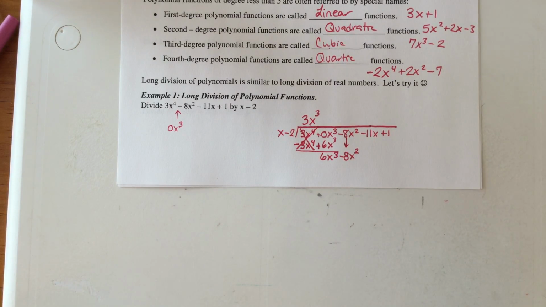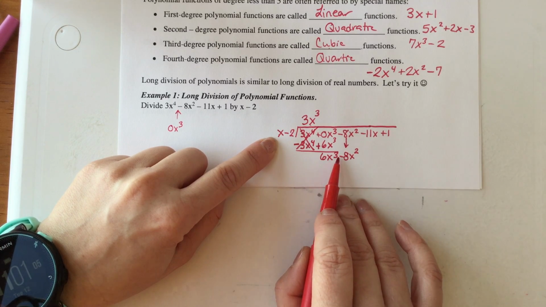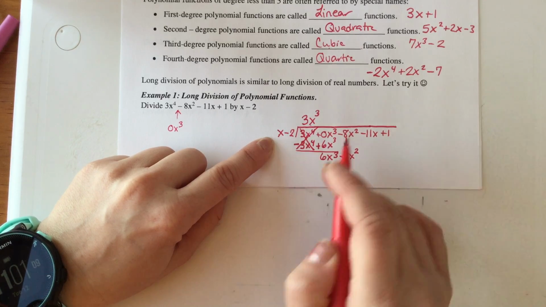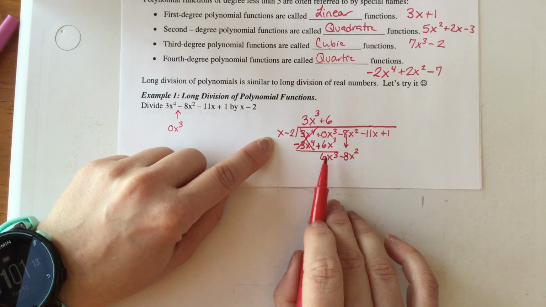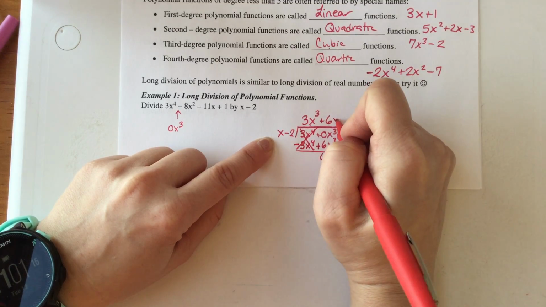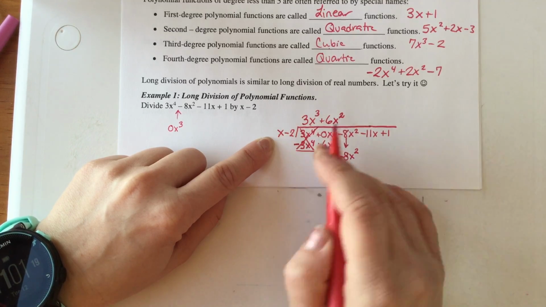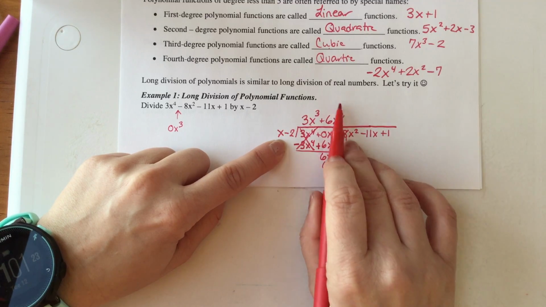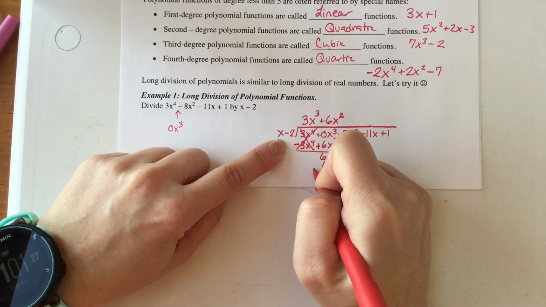Now we start again. X needs to become 6x cubed. So you have to ask yourself, what are you missing? It's missing a 6, so I put a 6 on the top. I need 3 x's. I only have 1, so I need 2 more. 6x squared times x is 6x cubed. 6x squared times negative 2 is negative 12x squared.